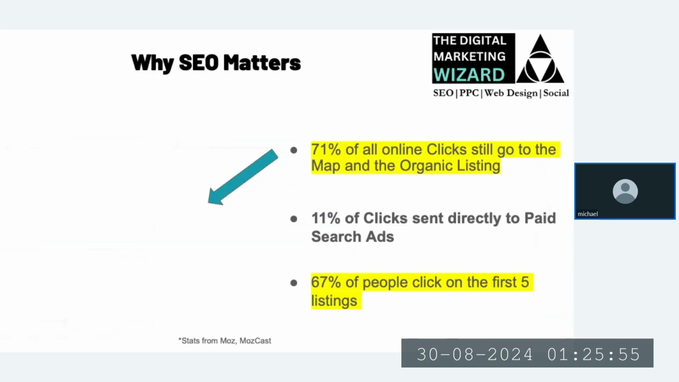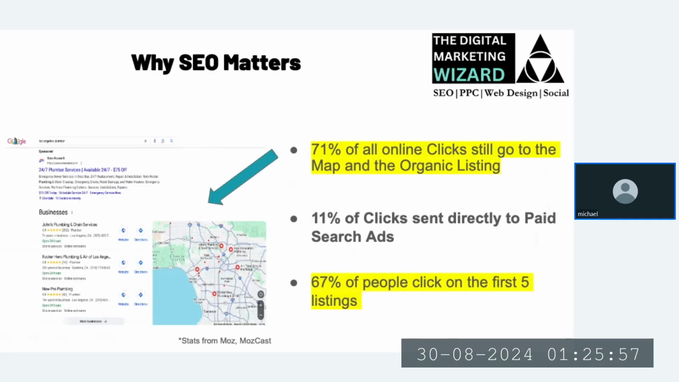So I want to go into why SEO matters, and I think this is the greatest statistic I have in this presentation: 71% of all clicks go to the map and the organic listing. The map would obviously be here, and the organic listings are the names that come right after that. Even if you expand more into the map, after those first three names, those are your organic listings. Then we notice that 11% of the clicks are sent directly to paid search ads.